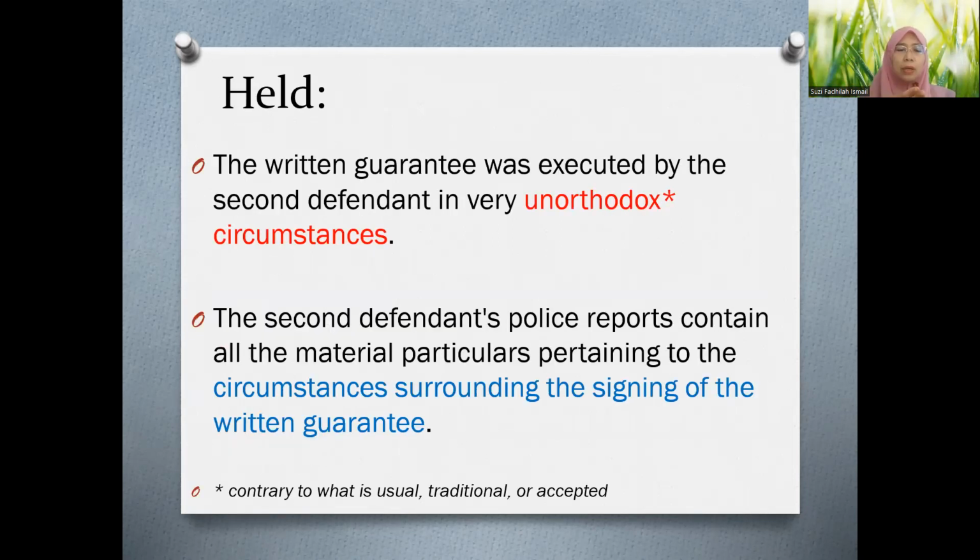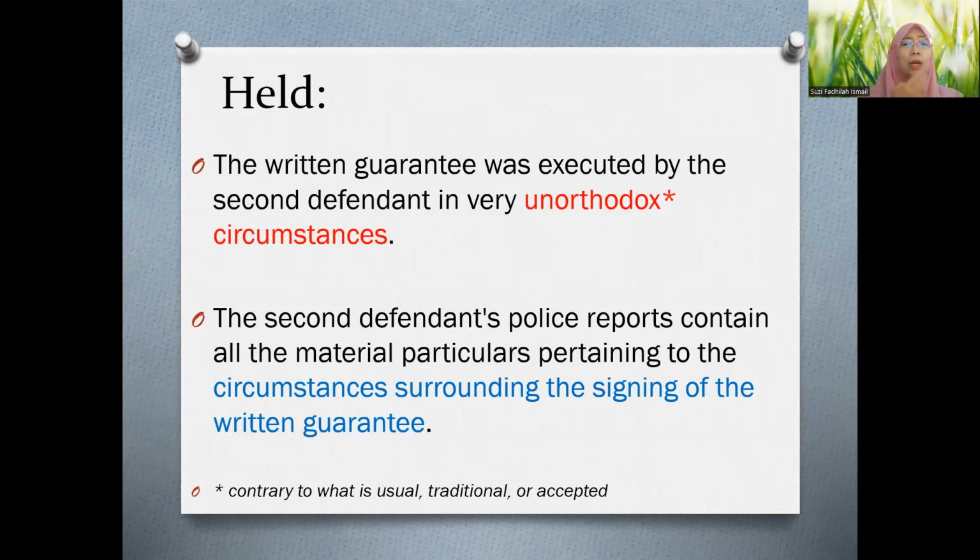When the court heard all the defenses and all the evidence produced here, this is the judgment, the finding by the court. The court said the written guarantee was executed, signed by the second defendant in very unorthodox circumstances, not in a common style. If you read, it was signed in the restaurant, and there was a bodyguard whatsoever. So I mean here he was really compelled, he was really being coerced.